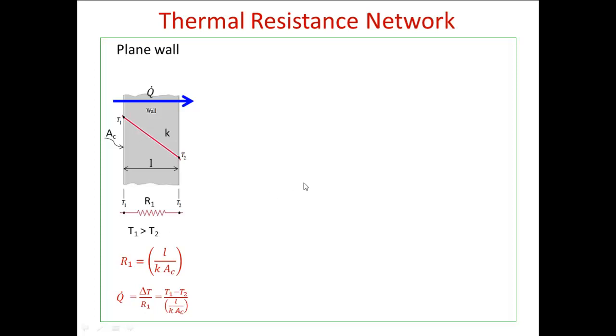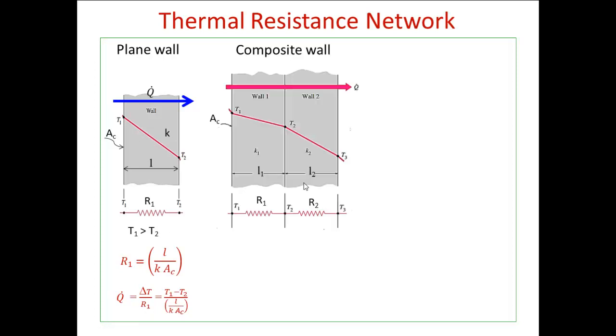Now let us consider a composite wall. In the case of a composite wall, we are going to have more than one material. Let us say this is wall 1 and this is wall 2. The thickness of wall 1 is L1 and thickness of wall 2 is L2. The thermal conductivity of wall 1 is K1 and thermal conductivity of wall 2 is K2. The temperature at this surface is T1 and the intermediate temperature, at the contact between the two walls, is T2. The outer surface is T3 and the cross-sectional area is the same.